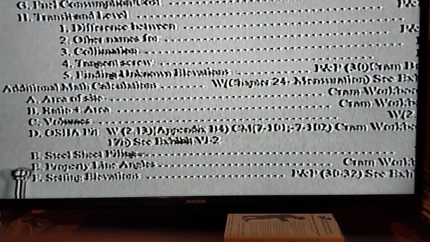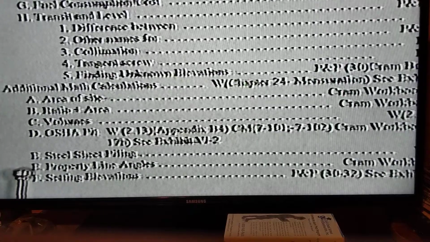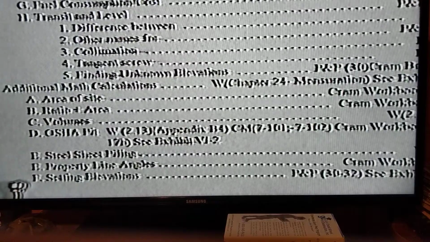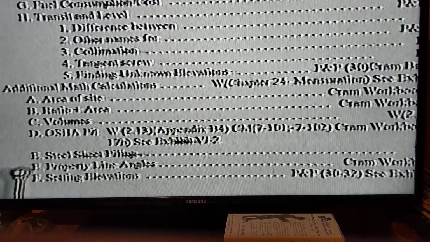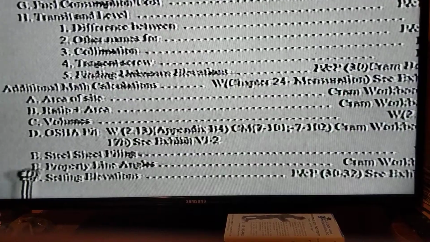Another type of question that you might be asked about is steel sheet piling. You also will be asked perhaps about property line angles, how to figure out a property line angle. And then, as we indicated earlier, setting elevations. And all of these are covered as indicated in the cram workbooks. And you have sample problems in your 20-question exam at the end of the module. Do the sample problems first and see how you do. From there, you'll know what additional information you'll need to research.